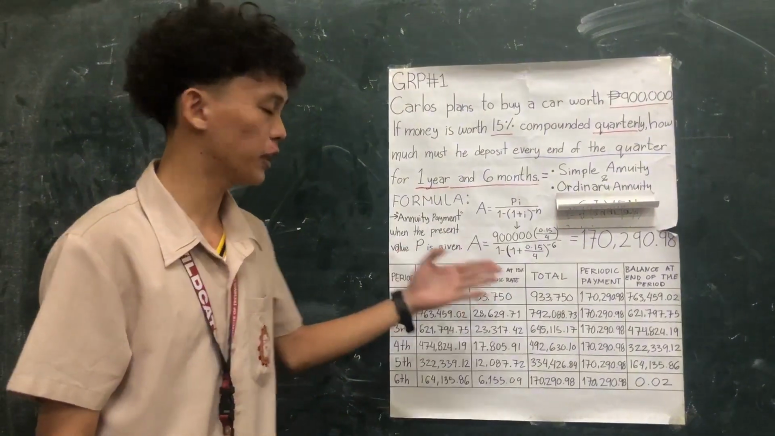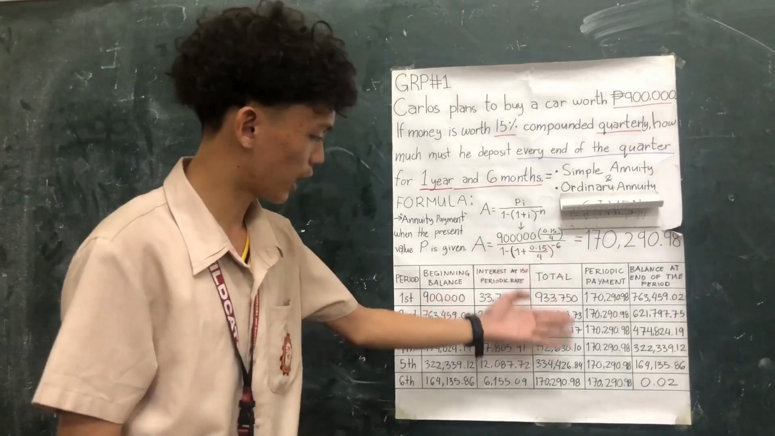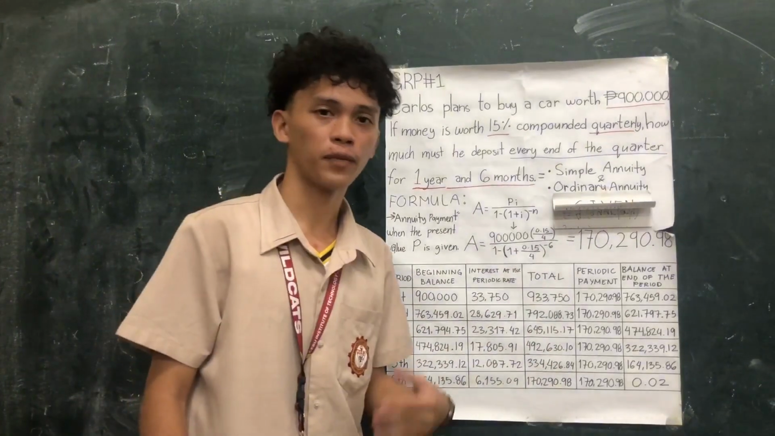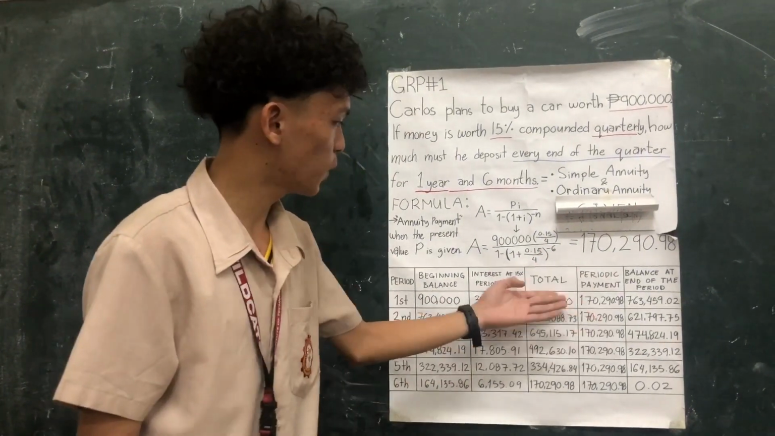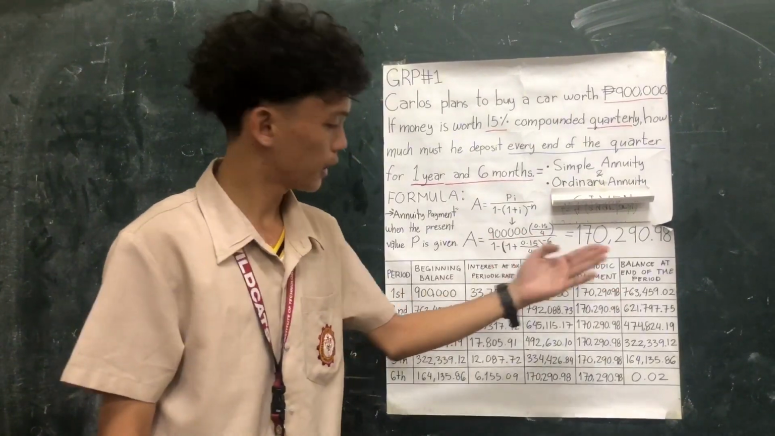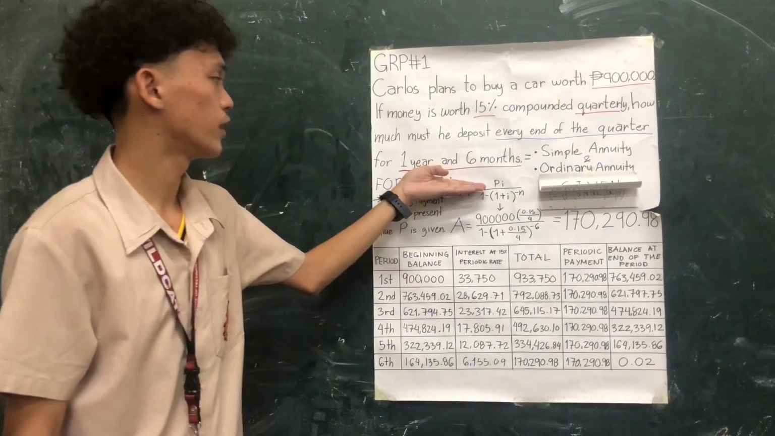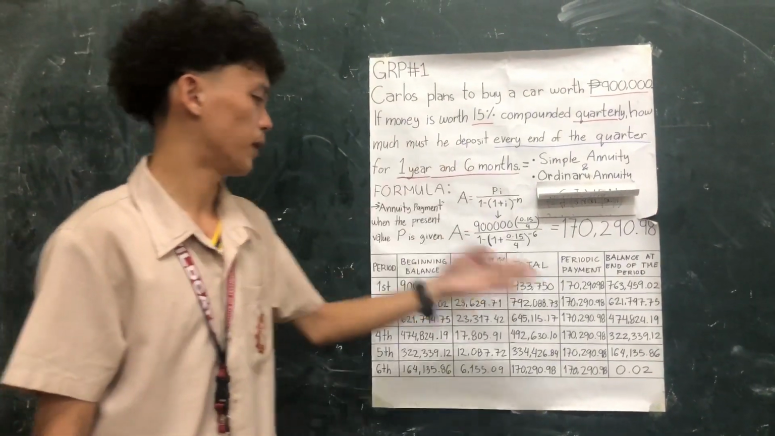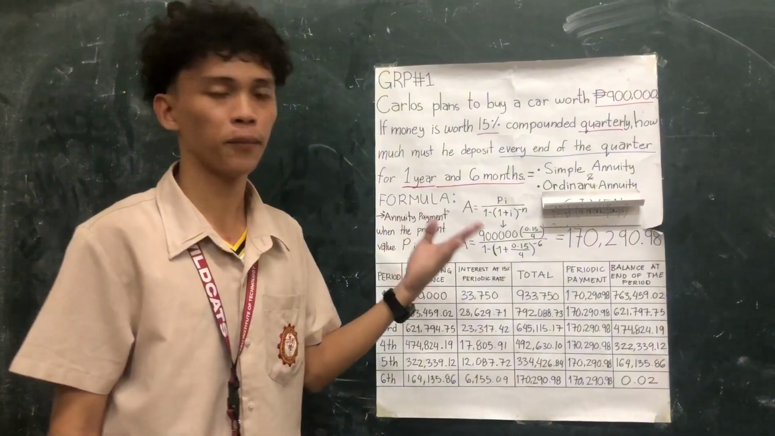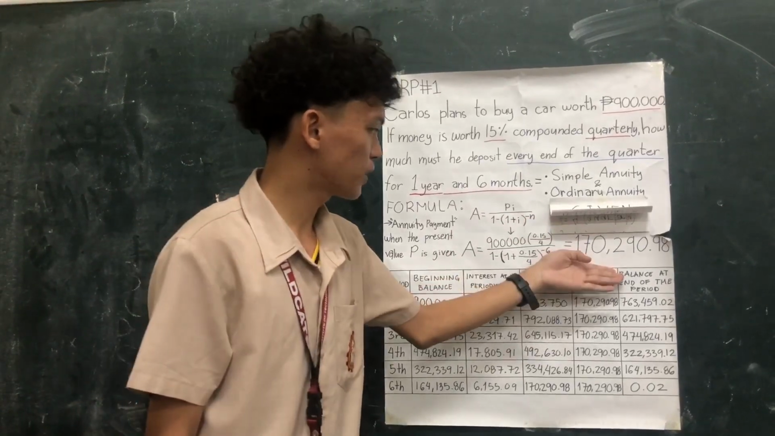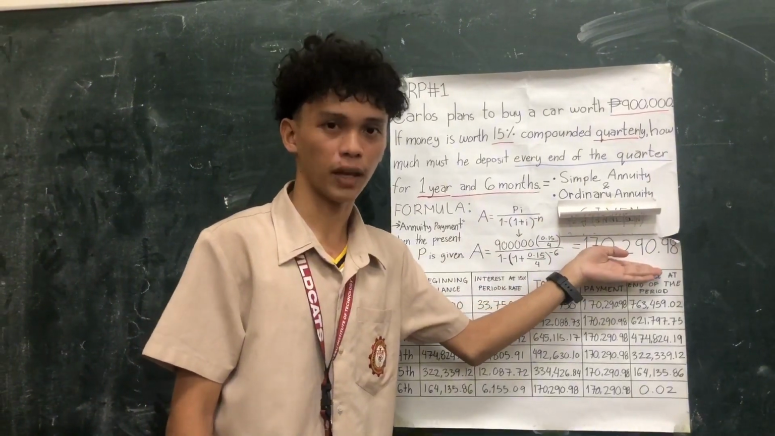Our fifth and sixth periods are the same process. The beginning balance and the periodic rate are multiplied to get the total. And to get the balance at the end of the period, we subtract the periodic payment from the total. So we got a zero balance, and so the solution is correct because the balance is zero. The annuity payment is 170,290.98 pesos.